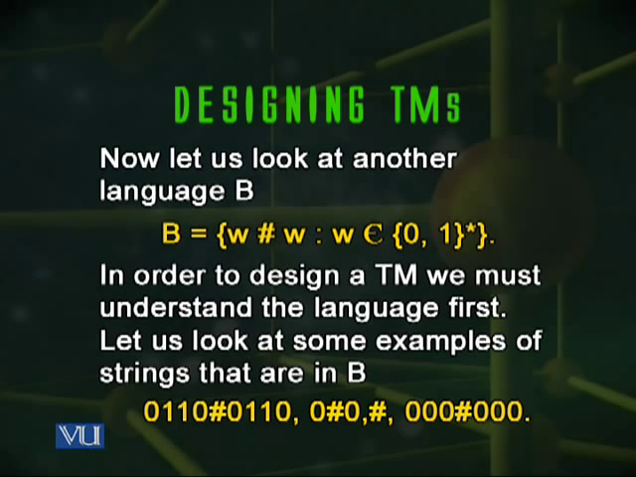Similarly, 0 hash sign 0 is also in the language. Similarly, just the hash sign is in the language. In this case, the string W happens to be the empty string. So we can think of the hash sign as the empty string followed by the hash sign followed by the empty string. Another string that is in the language is 000 hash sign 000. As you can see, this is also a string of the form W hash sign W.